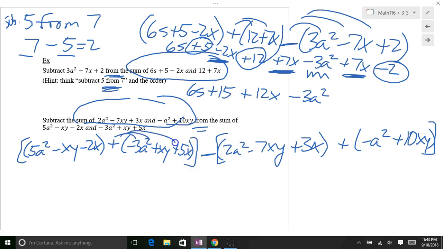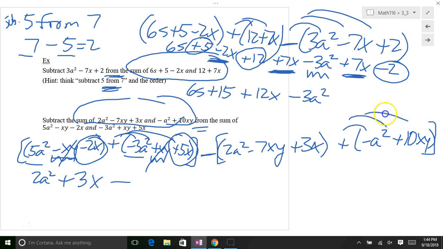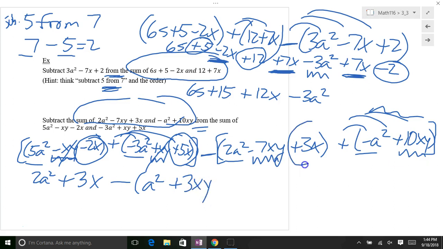Alright, well, distribute that. That's just going to drop those parentheses, and it's not going to change anything. So you just have 5a squared minus 3a squared, 2a squared, negative xy plus xy, those are gone, and then negative 2x plus 5x, 3x. Subtracting now, let's go over here again, distribute the plus, but it's not changing anything. So 2a squared, we're going to subtract an a squared, so you're going to have a squared, negative 7xy plus 10xy, negative 7 plus 10, 3xy, and then finally a 3x on the end.